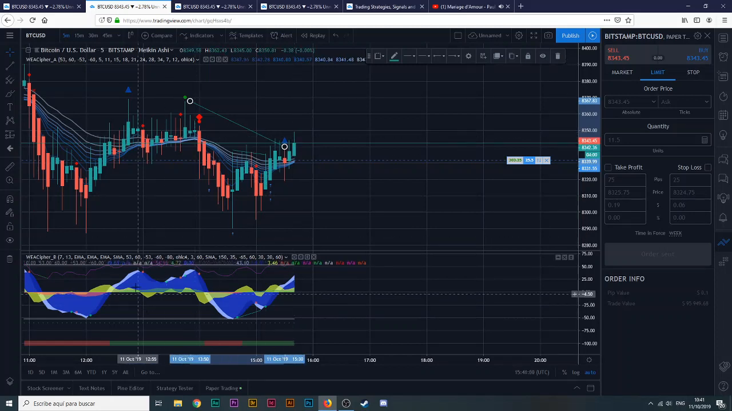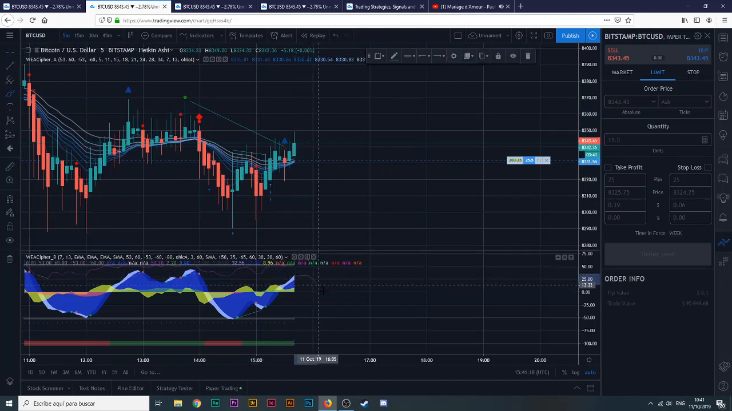We also want to see this light blue hitting into the dark blue. That typically indicates a trend reversal. So here on the 5-minute, we're waiting for this light blue to kind of go down there.